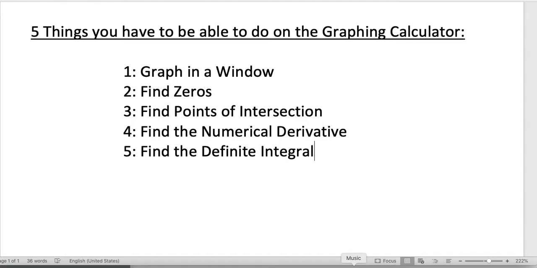AP Calculus, there are 5 things that the College Board would expect you to be able to do on your graphing calculator. Those are graph a function in a window, find the zeros or the x-intercepts of a function, find points of intersection for 2 different functions, find the numerical derivative, and find the definite integral.